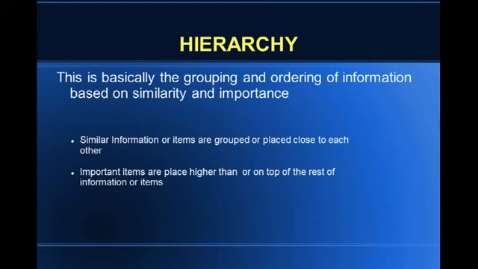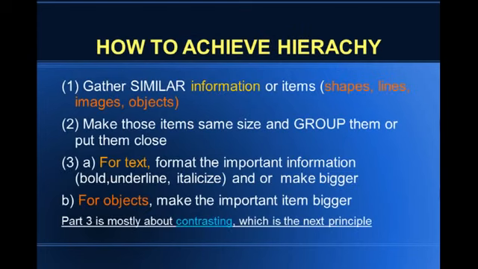So how do you achieve hierarchy? First of all, group similar information or items. Then make those items similar in size and group them or put them close to each other. For text, format the important information. That is, make it bold or underline or italicize. And for objects, make the important object bigger. Hierarchy is best achieved using contrast.